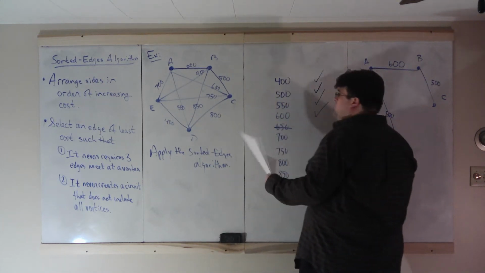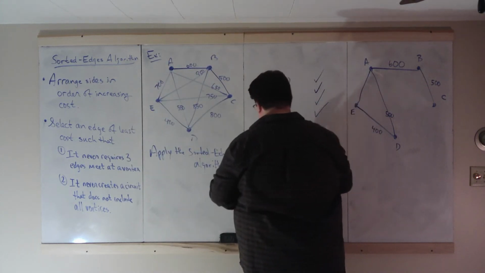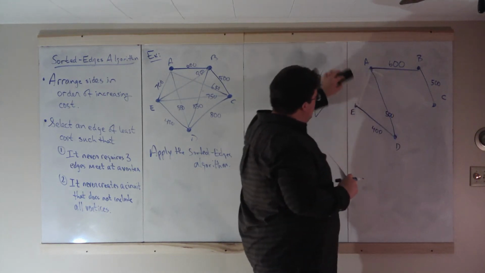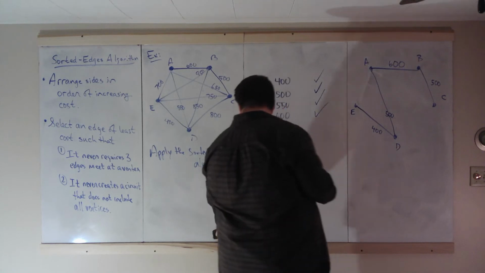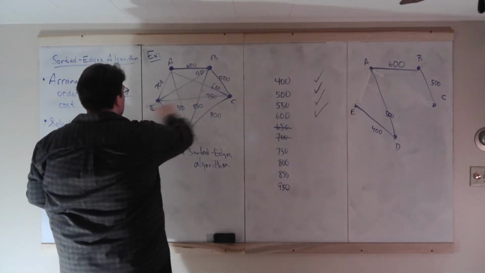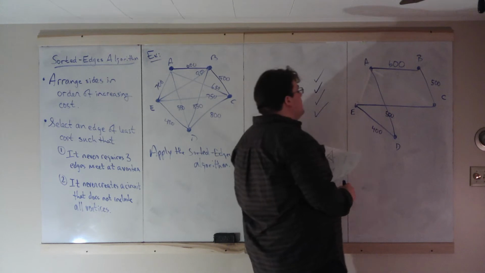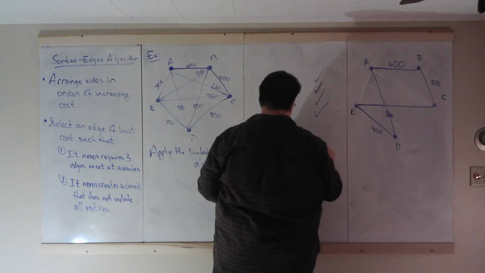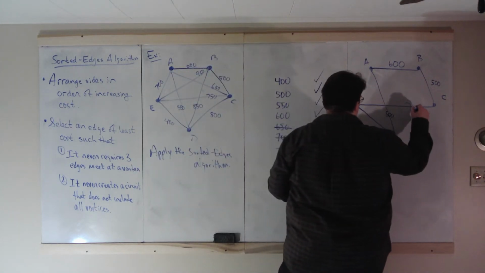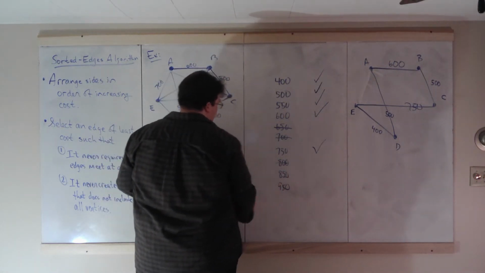What about 700? Where's 700? 700 is A to E. Can we add that? Well, again, that would create a circuit. If we added A to E, it would create the circuit ADEA. So we can't add 700. How about 750? Which one's 750? From E to C. Well, yes, we can add that. While it creates a circuit, it is a circuit which hits all of the vertices. So it's okay. And once you do that, you don't have to even consider the last few.